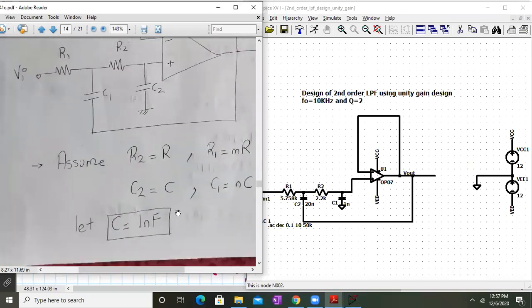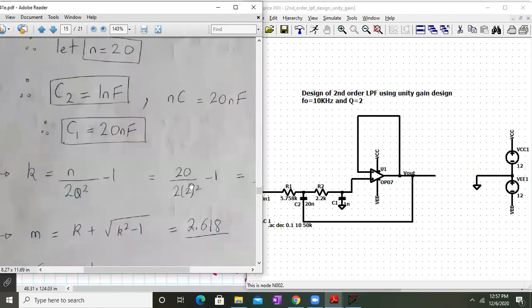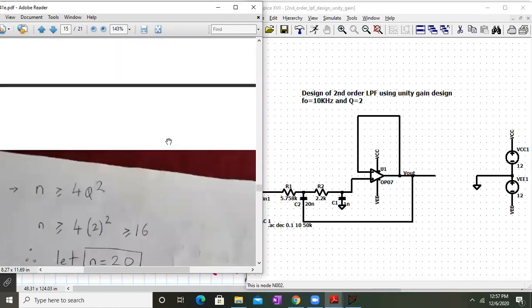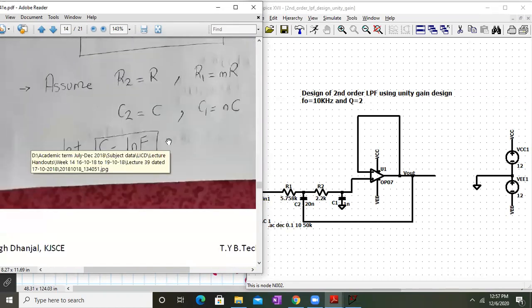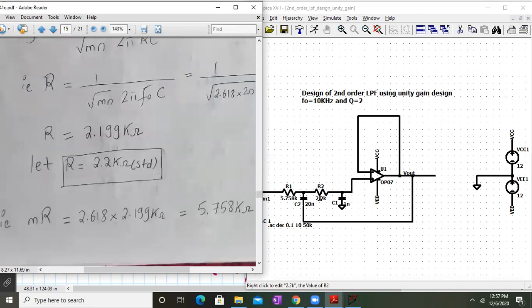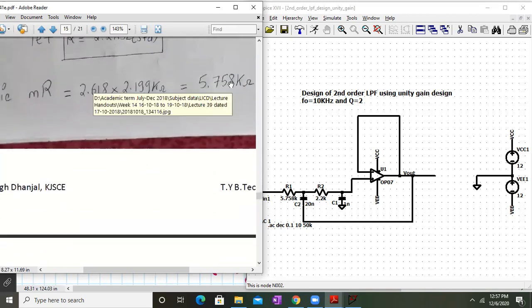R1 value was, R2 value is R, right? So over here, R2 is R. This is 2.2K, R2 is 2.2K. And what is R1? M times R, which is around 5.758. So we have substituted that value only over here.